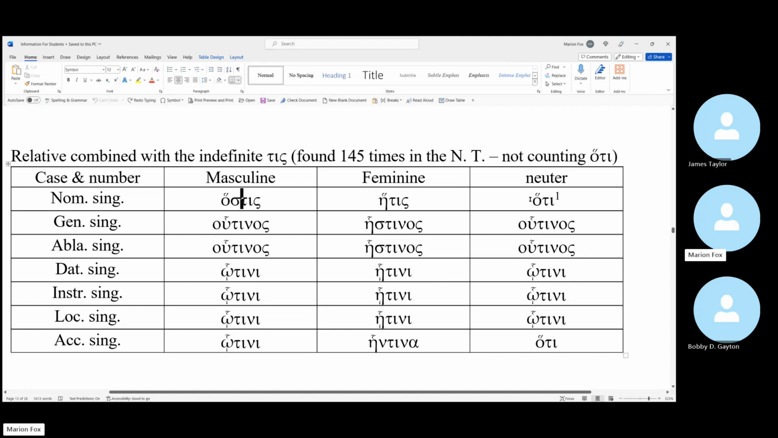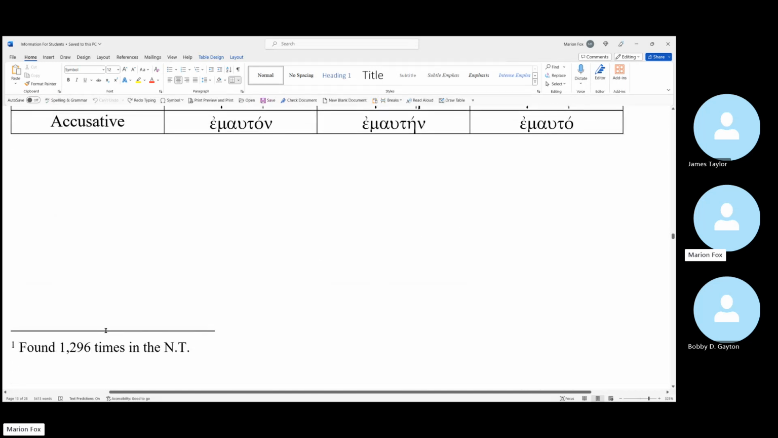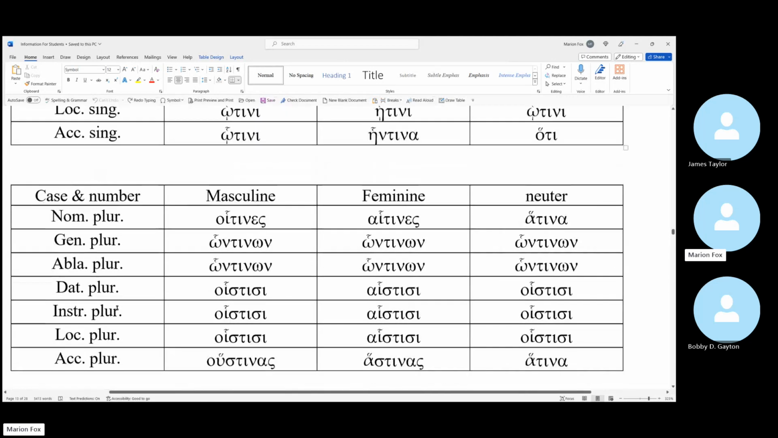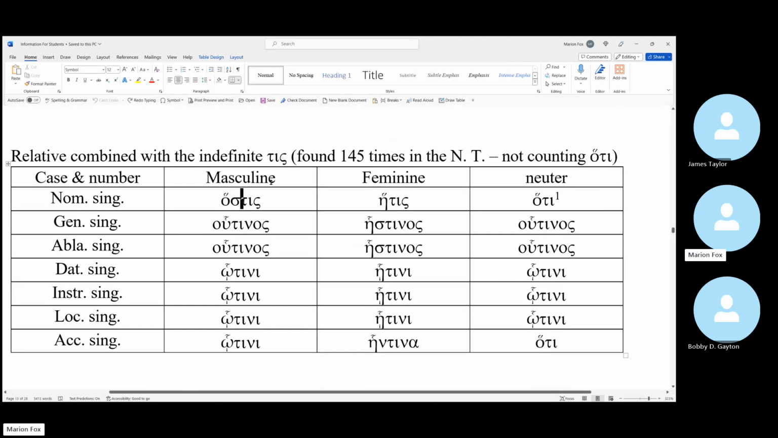Hoti is the neuter singular form of this word, and it's found 1,296 times. So if you looked at it, they would say hostis is found like 1,400 times, but most of them are hoti, that neuter form, which takes on kind of a special meaning. Does that help? Yes, sir, very much so. Thank you.